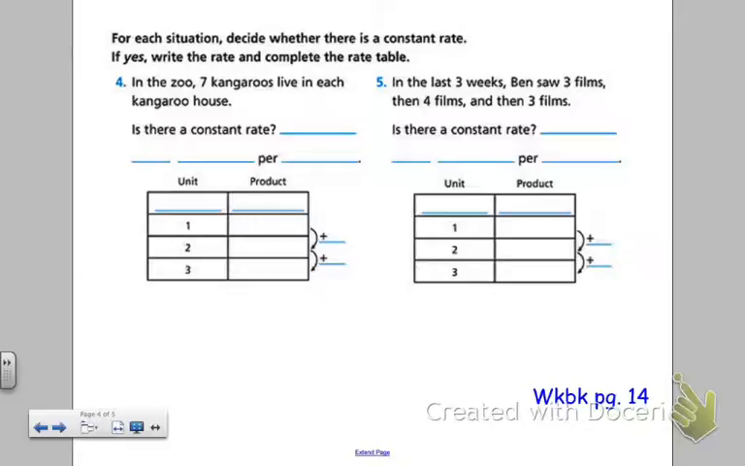If you look at number 4, in the zoo, 7 kangaroos live in each kangaroo house. That sounds constant to me. That tells me that no matter what house, there's going to be 7 kangaroos living there. So I would say yes. And I could write that using my rate language, which is 7 kangaroos per house. 7 kangaroos in each house.